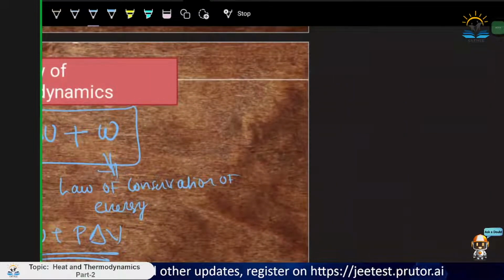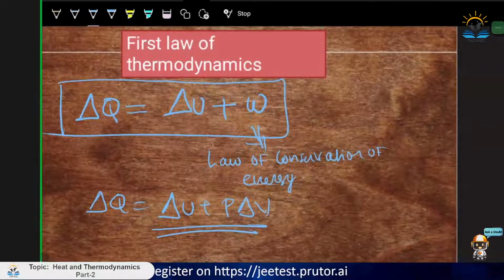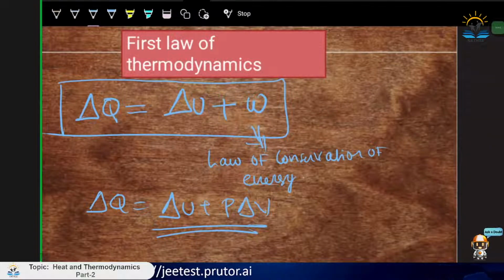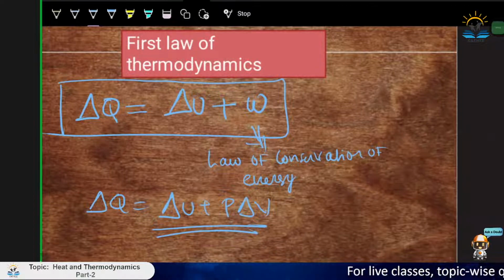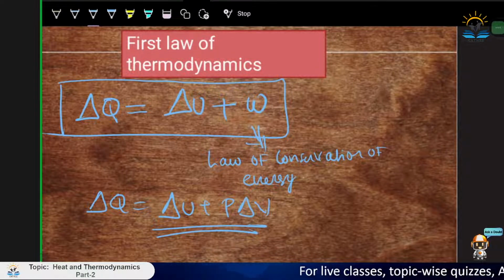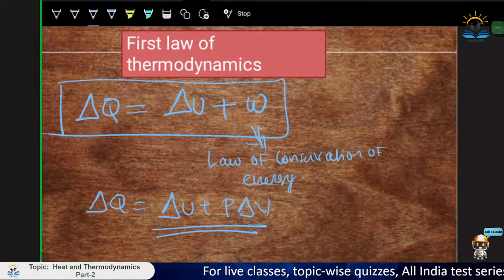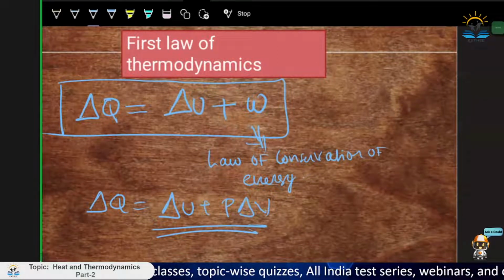So let's see. In a question, for sign conventions, we should understand how to give positive and negative signs. If heat is supplied to the system, Q is positive. Heat liberated from the system, delta Q is negative. Internal energy increases means delta U is positive. Internal energy decreases means delta U is negative. Work done by the system is positive, work done on the system is negative. I hope everyone is clear about the sign conventions.